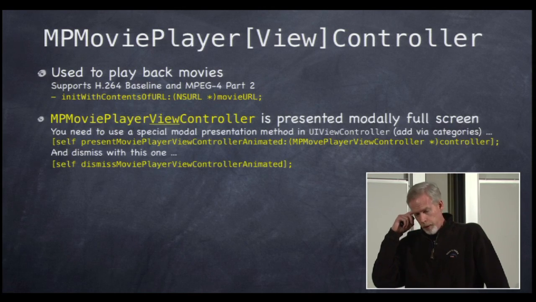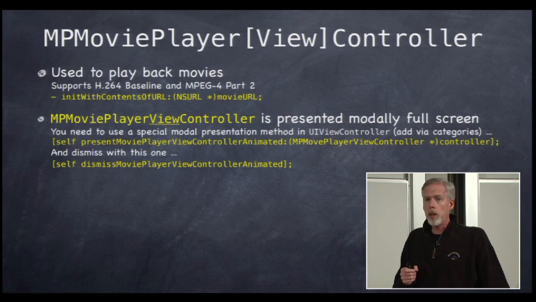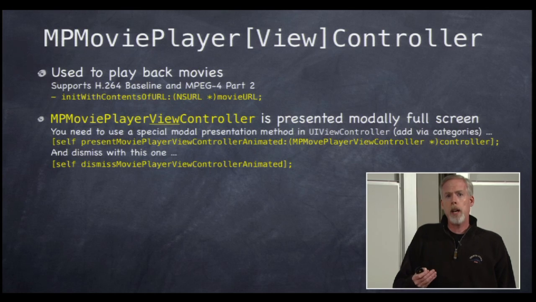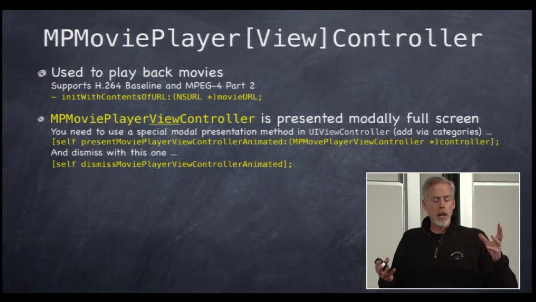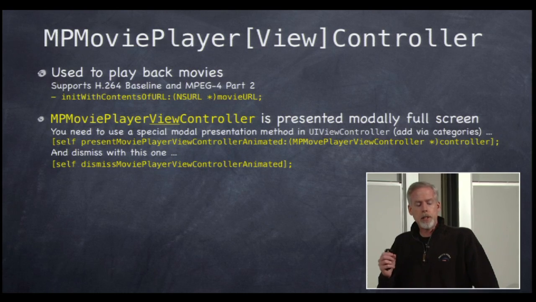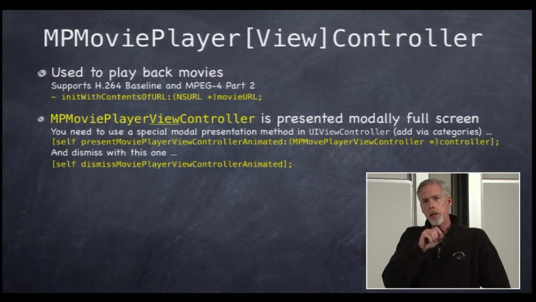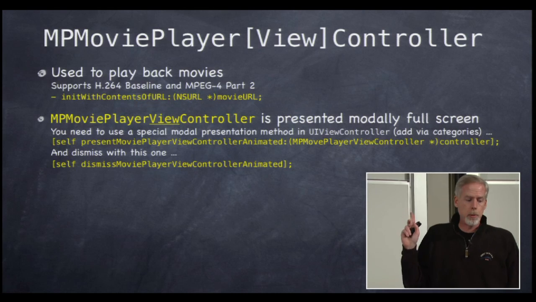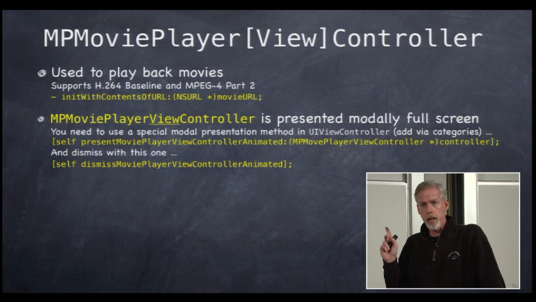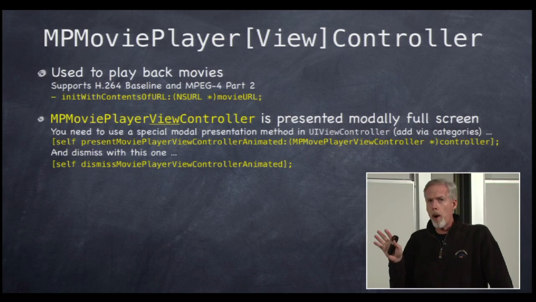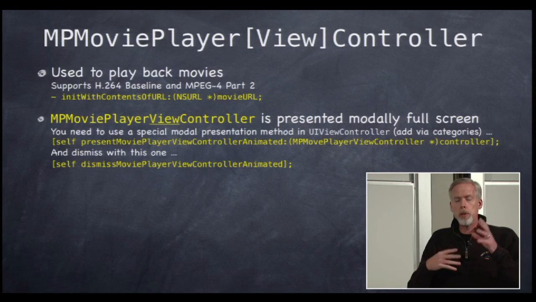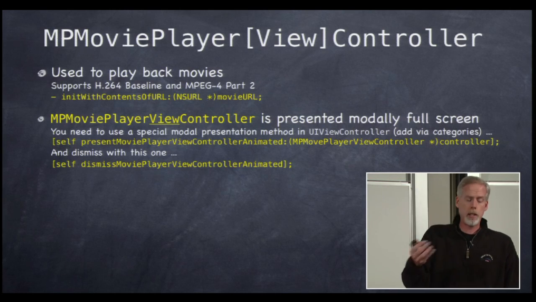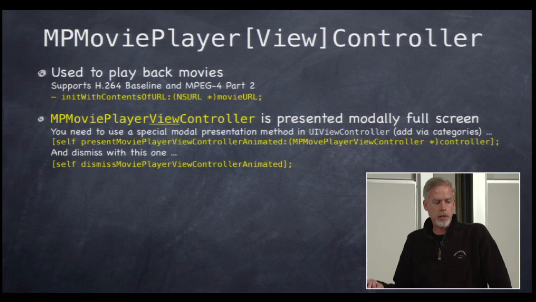The MPMoviePlayerViewController is a modal view controller, and on the iPhone it is full screen. I'm not really sure, but I think it's probably full screen on the iPad as well. The thing that's different about it is you don't present it using the normal presentModalViewController. You use these two methods to present and dismiss it: presentMoviePlayerViewControllerAnimated. These are added using categories. But otherwise, it acts just like a modal view controller. It's going to put that thing up, let the user play the video, rewind, do all those things, and then there will be a done button. When they click done, the modal view controller will come back to you, and you dismiss it normally.